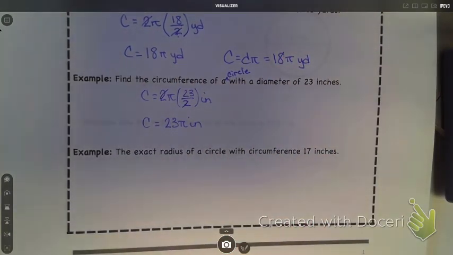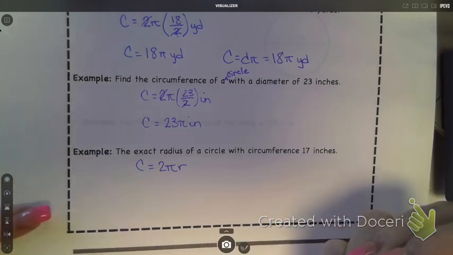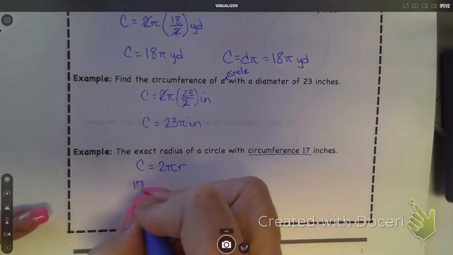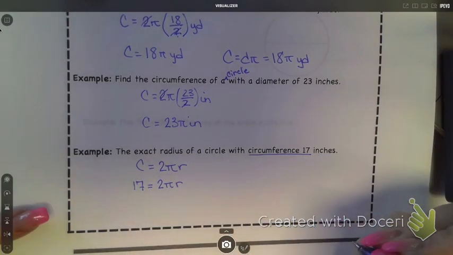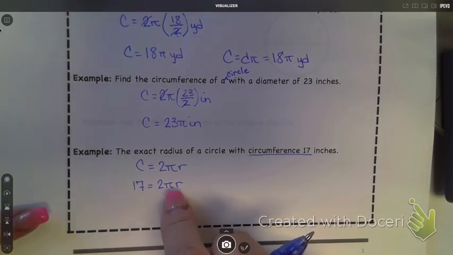Okay, find the radius of a circle with a circumference of 17 inches. So how are we going to do that? I'm going to use C equals 2 pi r, yes? But what do I know? The r is 17? No. C is 17. So I have 17 equals 2 pi times r. Pi is a number, right? So I have 2 times pi times r, and I need r by itself. So how do I move 2 and pi?